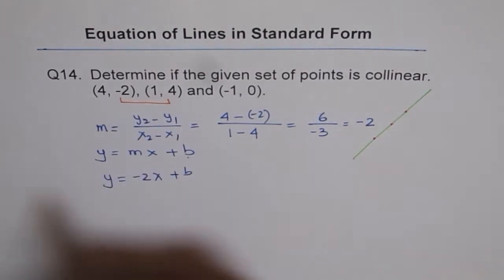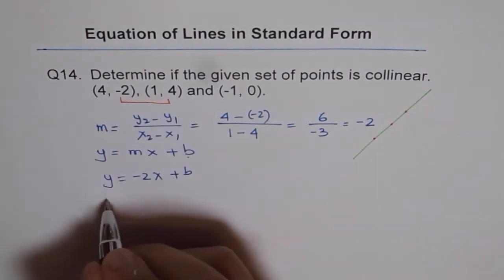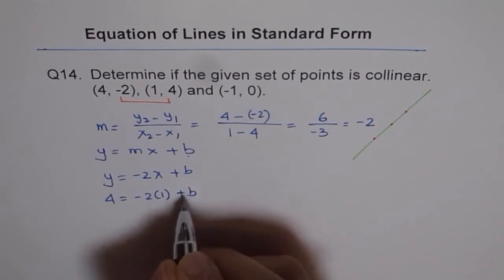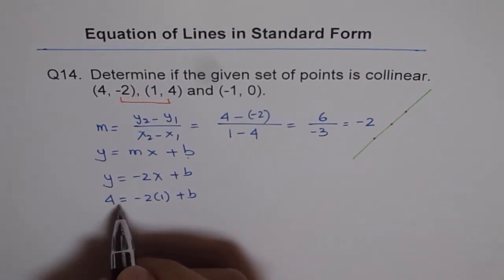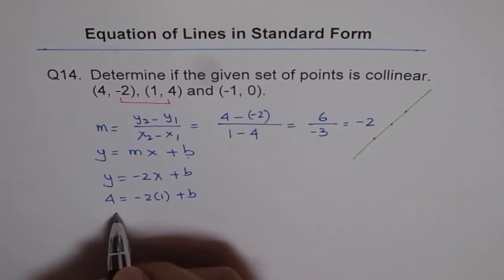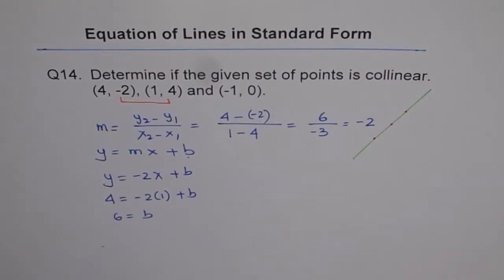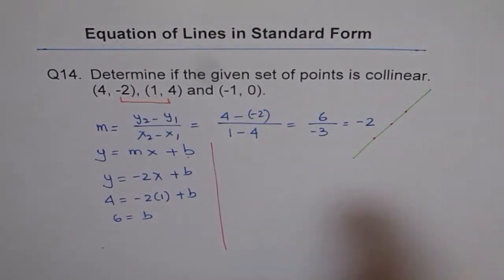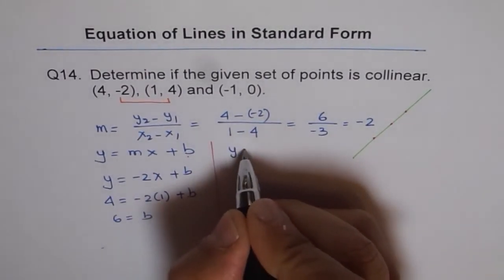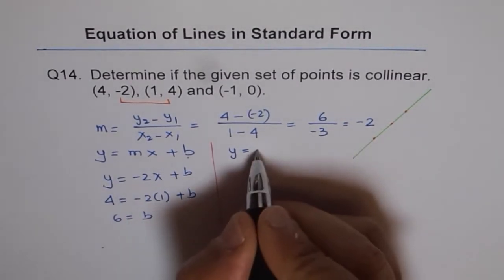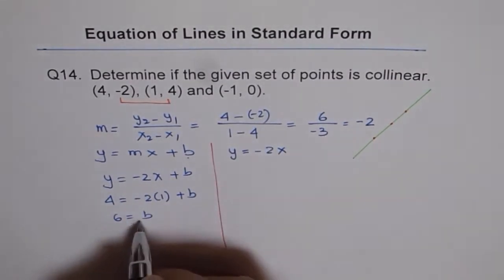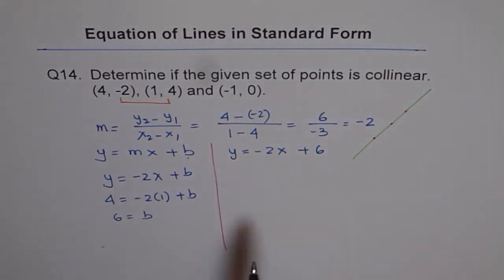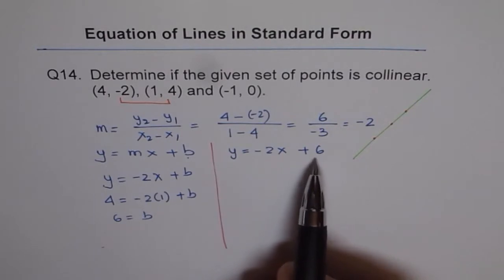So we'll use (1, 4). 1 is the x value, y is 4. So we get 4 equals minus 2 times 1 plus b. And from here we get 4 plus 2 is 6, right? So we get 6 equals b. So b is 6 for us. Let me write down the equation of the line here. So we get y equals minus 2x plus 6, right? Now we need to check whether this point lies on this line or not.